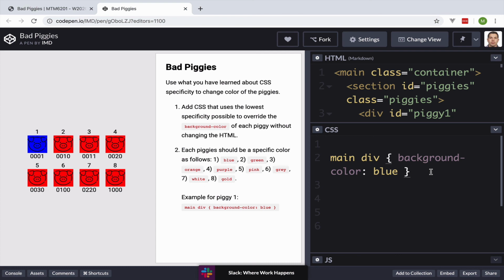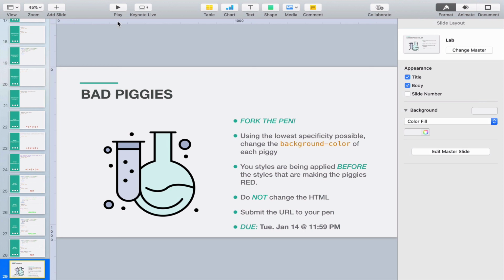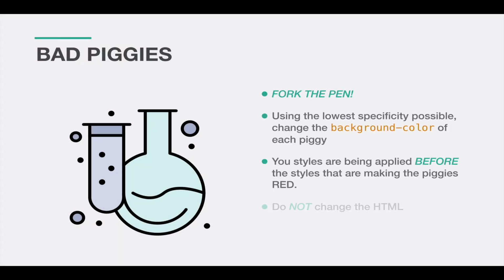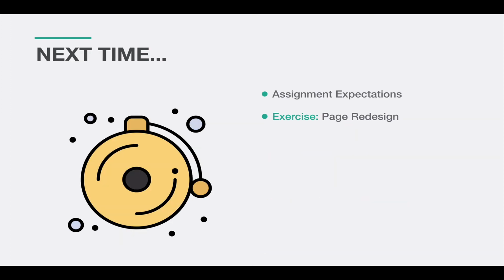All right. Before I let you go, I'm going to go ahead and wrap up. All right, so for next time, we are going to be going over assignment expectations. So you're going to be receiving your first exercise on Thursday. So I'm going to spend some time explaining what I'm going to be expecting for your assignments, specifically your exercises and midterm and final.